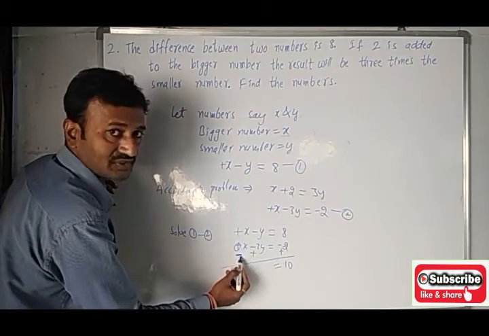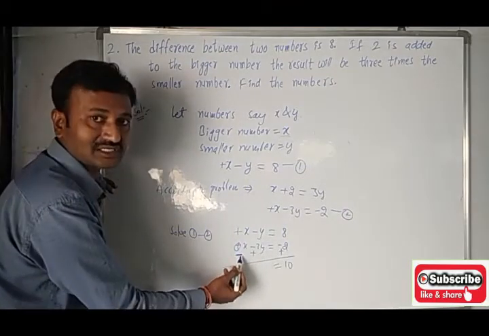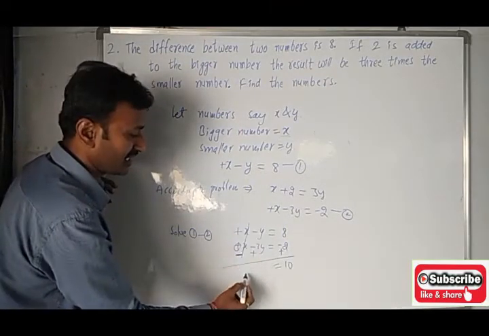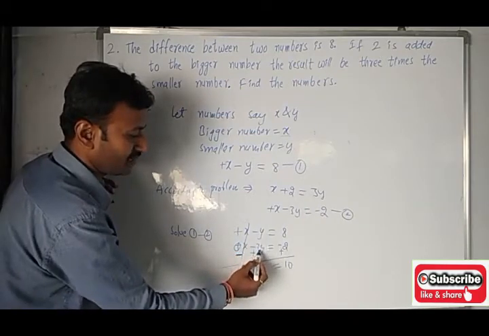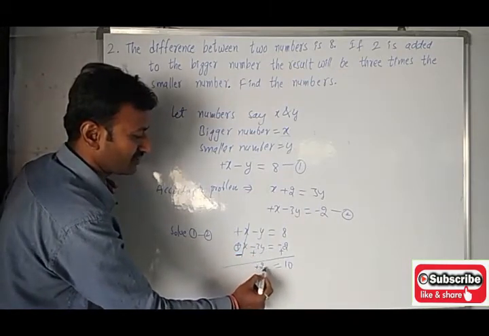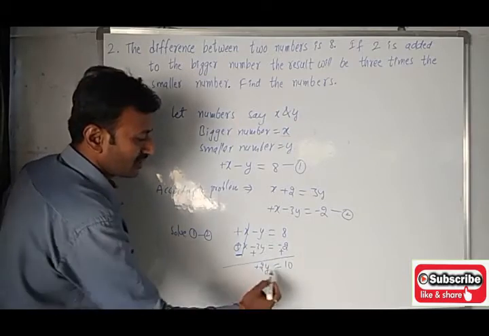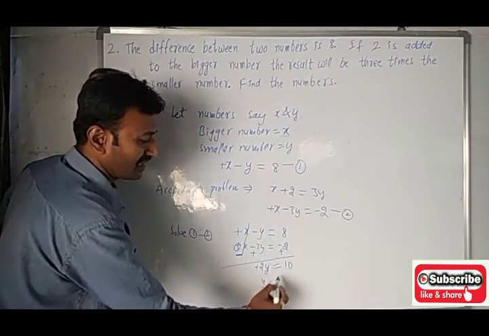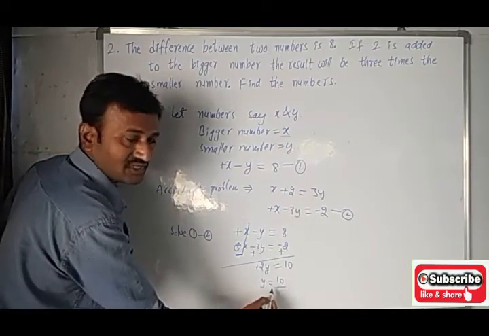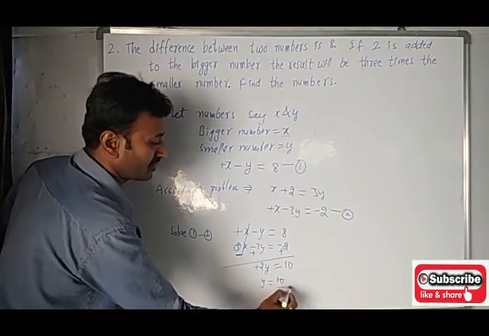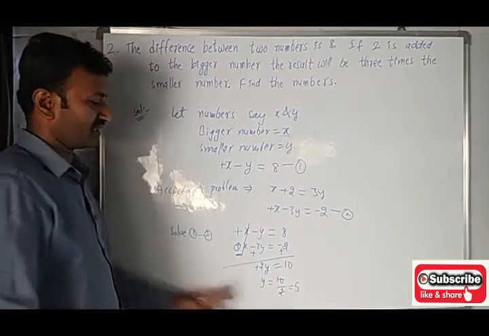It is the new sign we assigned. After subtraction, signs change. X minus x cancelled. Minus y plus 3y, plus 2y. So 2y is equal to 10, which means y is equal to 10 by 2. So y is equal to 5, we got.